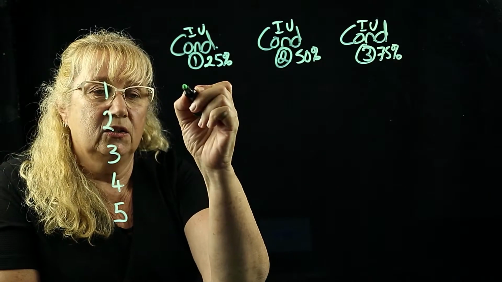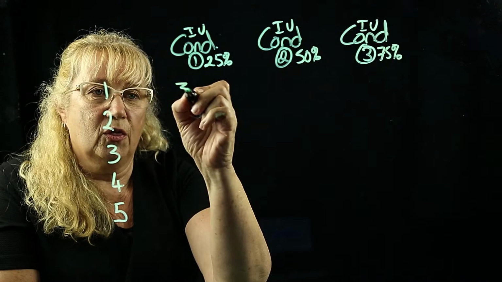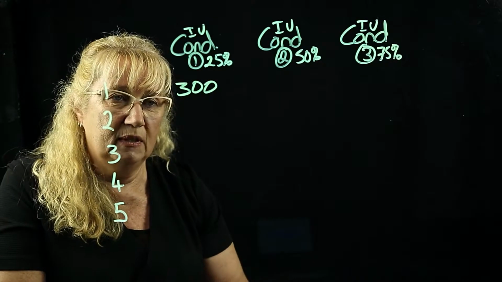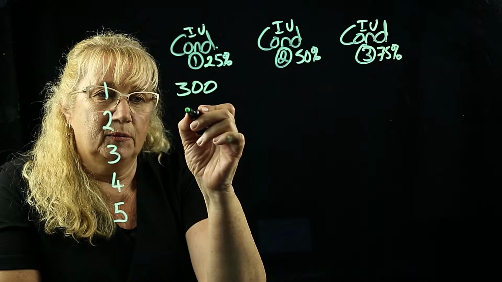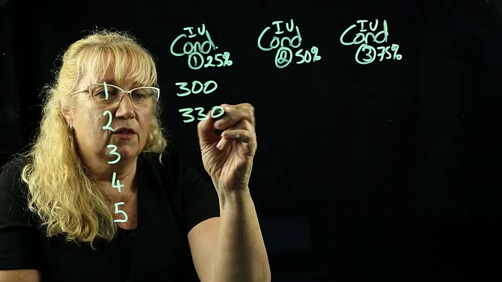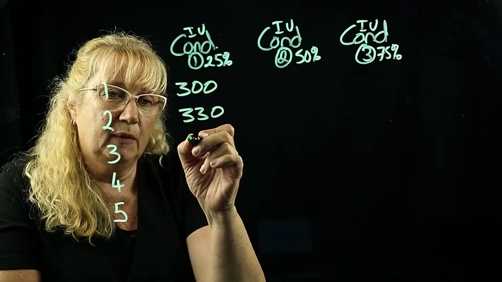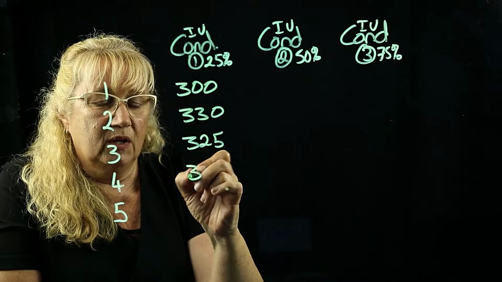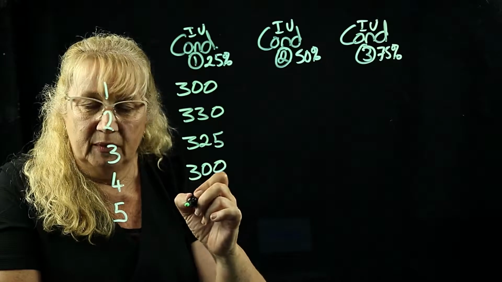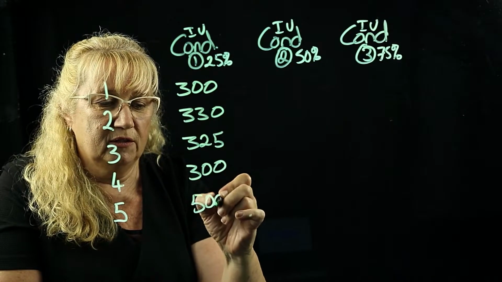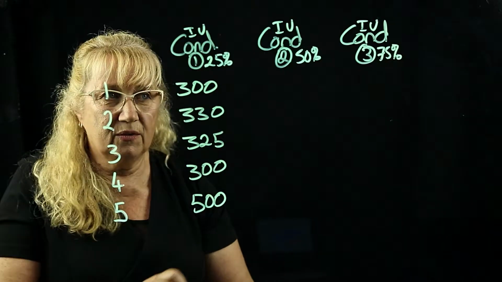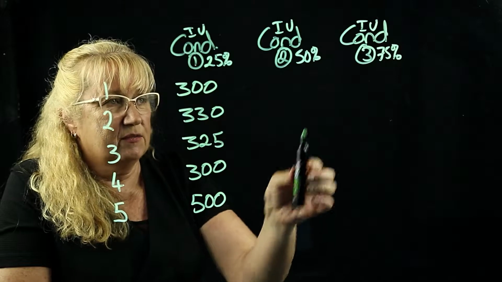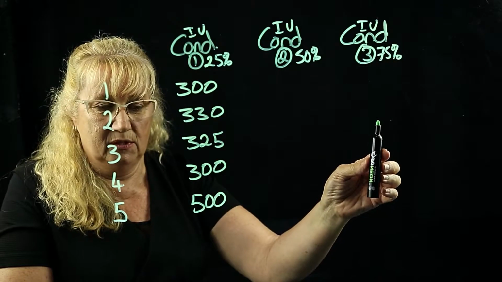And here you have 300 yeast cells per milliliter. In your second one you've got 330, in your third one maybe 325, 300 again there, and oh my goodness, suddenly you've got 500. Your yeast cells have become very virulent. And you'll have a list of numbers there and a list of numbers there as well.